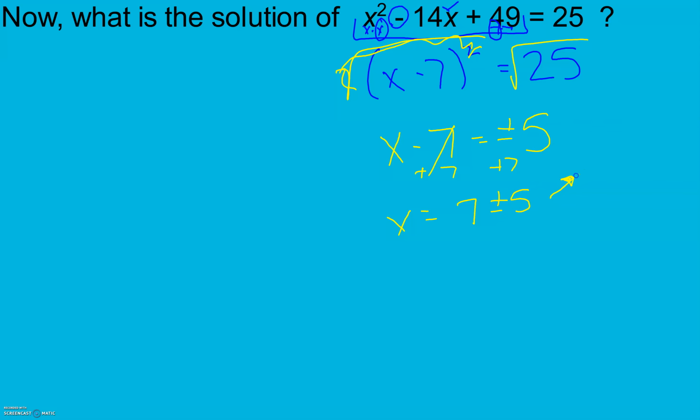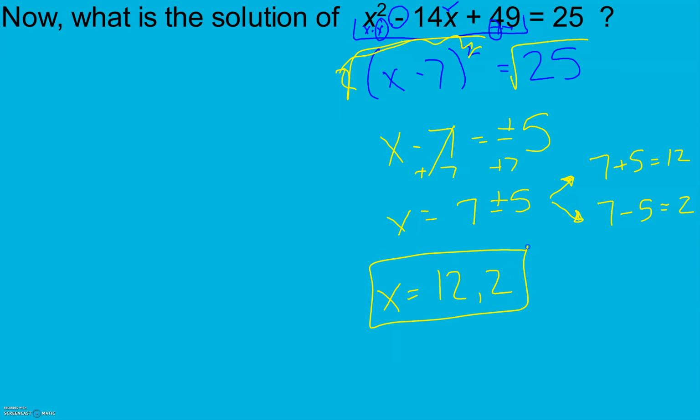So my two options are 7 plus 5, which gives me 12, and 7 minus 5, which gives me 2. So here x was 12 or 2. And we can plug those back in to check them.